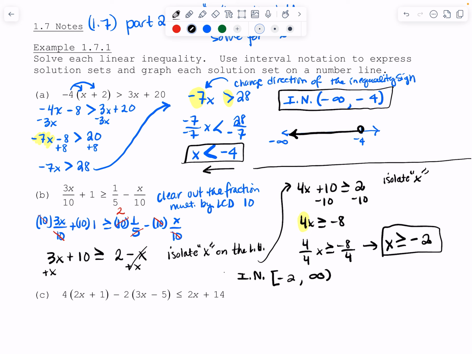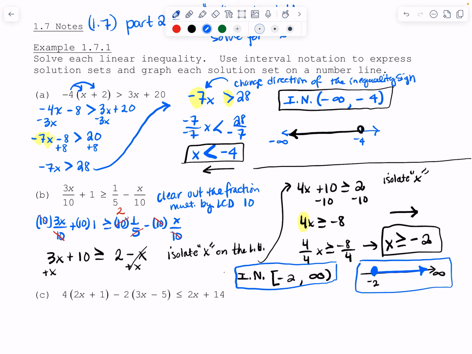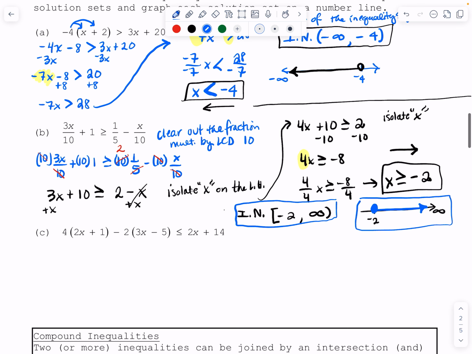Again, if you look at the inequality sign, it looks like an arrow pointing to the right. So when I graph this, I'm starting at negative 2, and I'm going to graph to the right to infinity. Graphing this out, negative 2 is going to be a closed circle because it's included, going to positive infinity. All right, so I did the interval notation, I did the graph, and I solved the problem.